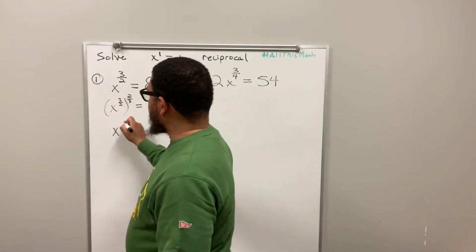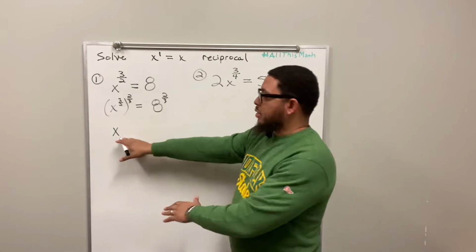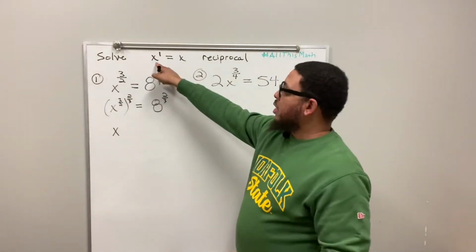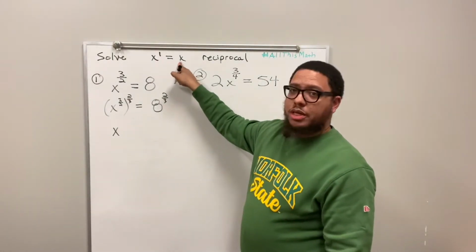So now I have x to the first power, which is just x. I don't need to write x to the first power because, like I already told you, x to the first power is the same thing as x.